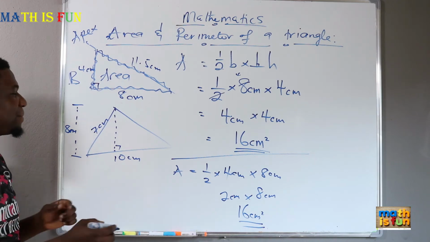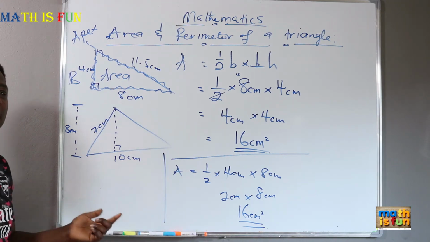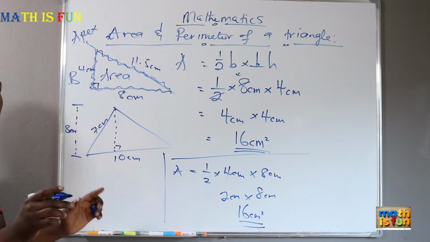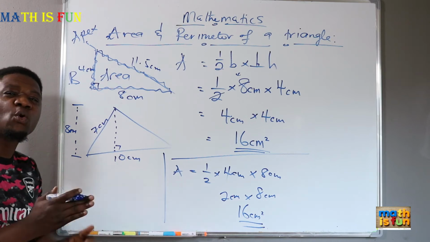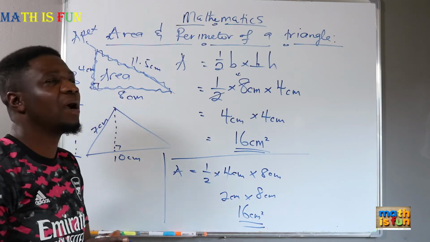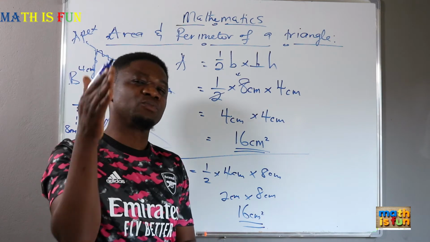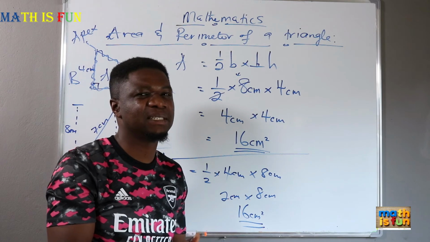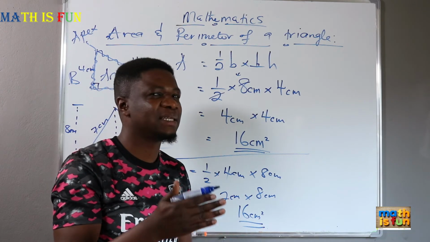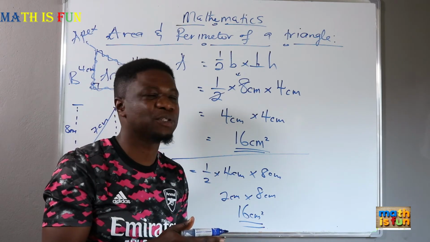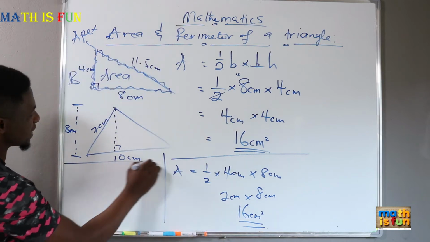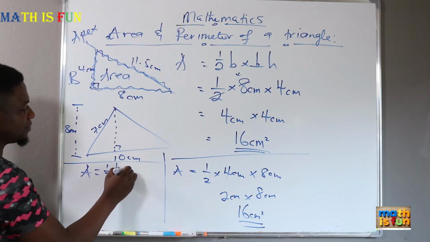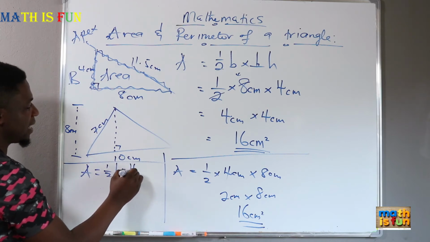The area. In this particular case, if I'm asked to calculate the area, what do I do? All that I have to do is always quote your formula. Don't be lazy. You have to quote your formula, do your substitution before you move to the next step of multiplication and other things. Please never be lazy when it comes to mathematics. So in this particular case, I've got area is equal to half of the base multiplied by perpendicular height.